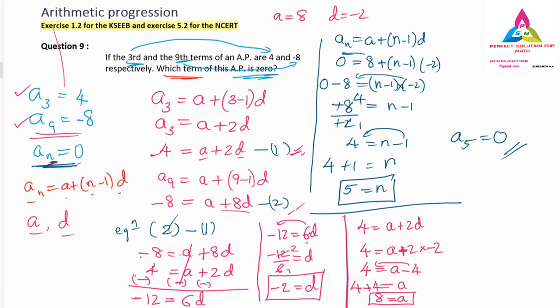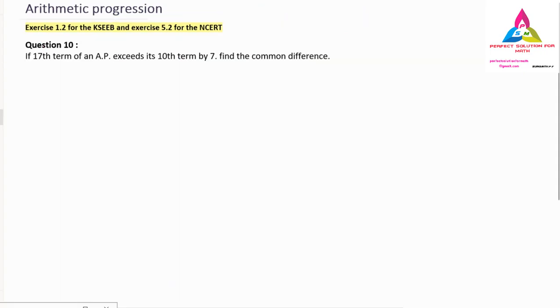So in this question, the third term is given, so a3 we take, and that becomes equation 1, and the ninth term is given, so we take that as equation 2 while solving. Afterwards find the d, substitute that d value in equation 1 or 2, then find the a value. After finding a and d, you can find the final answer. So next we will move on to the next question.